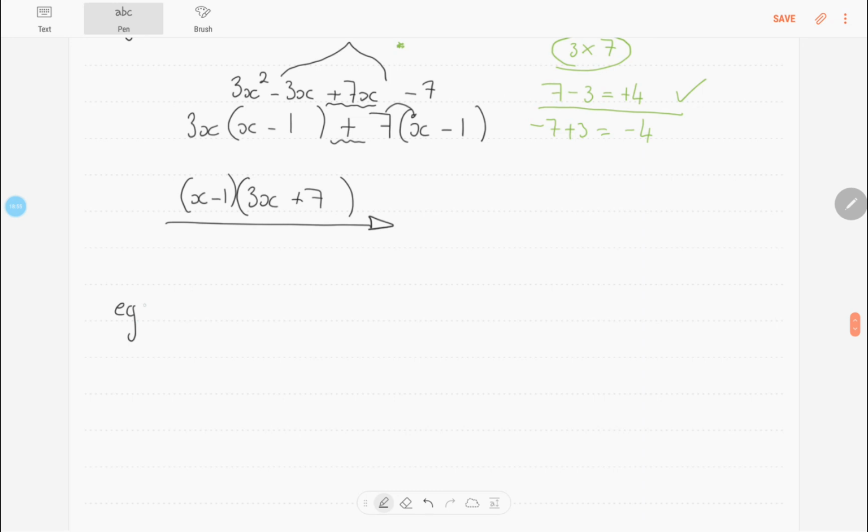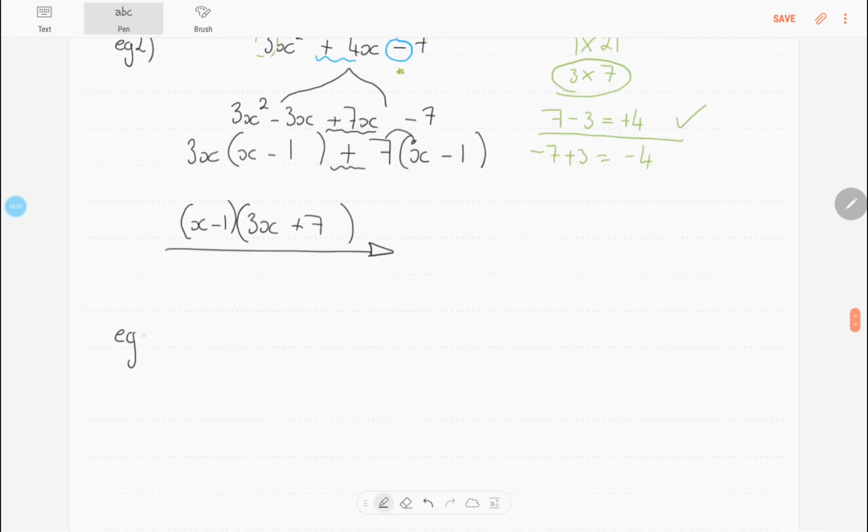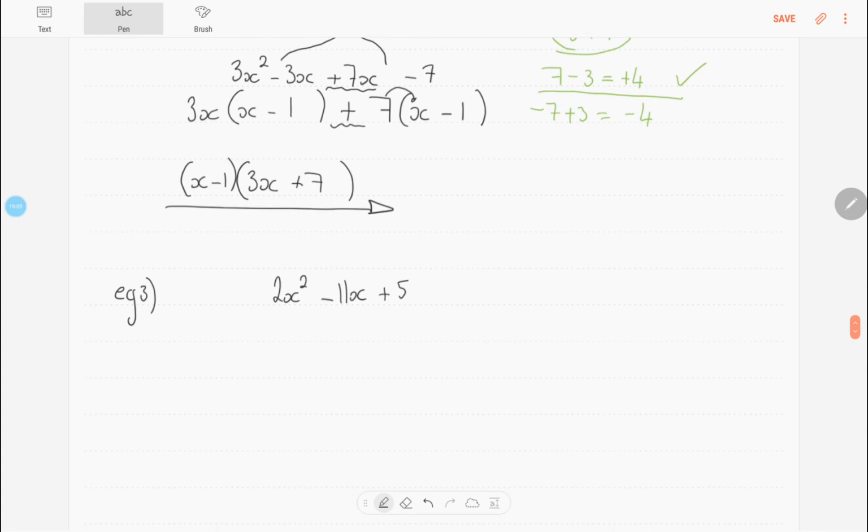Okay, so I'm going to go a little bit faster these ones now. I don't want to bore you too much. 2x squared minus 11x plus 5. Okay, cool. So I know my signs are going to be the same. We look at this one. They're both going to be a minus and a minus. So my factors are both going to be negatives.